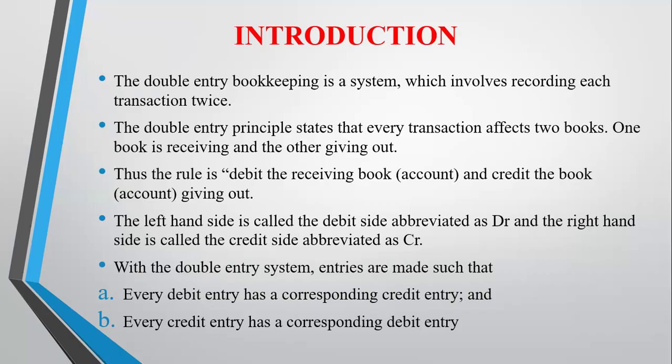So with a double entry system, entries are made such that every debit entry has a corresponding credit entry, and every credit entry has a corresponding debit entry. That is, anytime there is a debit entry, the next entry should be a credit entry, and anytime there is a credit entry, the corresponding entry should be a debit entry. That is the whole concept of the double entry principle.